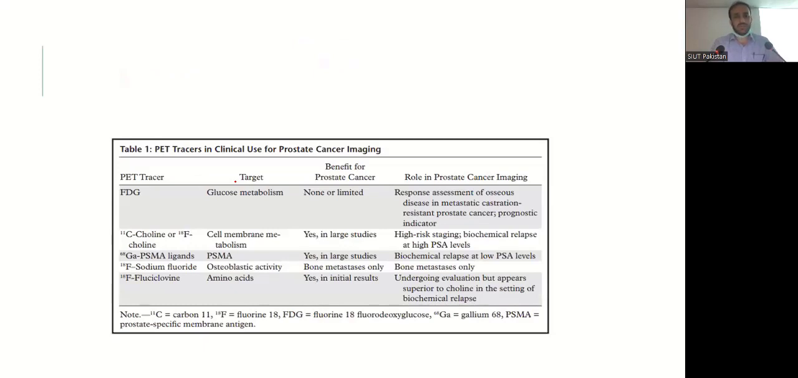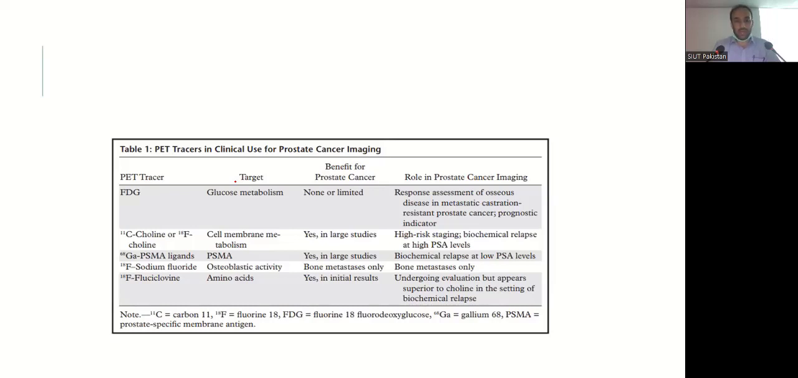FDG benefit for prostate cancer is very limited, to response assessment of osseous disease in metastatic castration-resistant prostate cancer. Carbon choline or fluorine choline, in the large studies, has a role in prostate cancer in high-risk staging, biochemical relapse, and high PSA levels. And gallium PSMA ligands, in the large studies, also have a role in prostate cancer imaging in biochemical relapse at low PSA level.